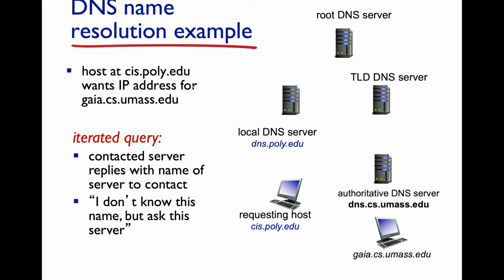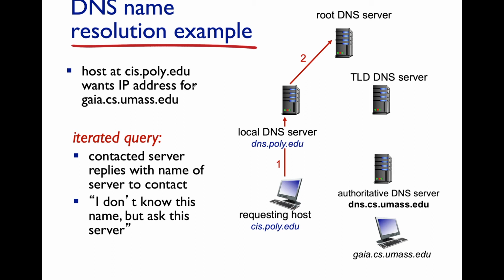And so we have the requesting host, and let's say you're in computer and information sciences at poly.edu, and your host looks up gaia.cs.umass.edu as a domain name. So you do this, and it finds it doesn't have a mapping for gaia.cs.umass.edu in its local cache. So what does it do? It forwards that request to the root DNS server.